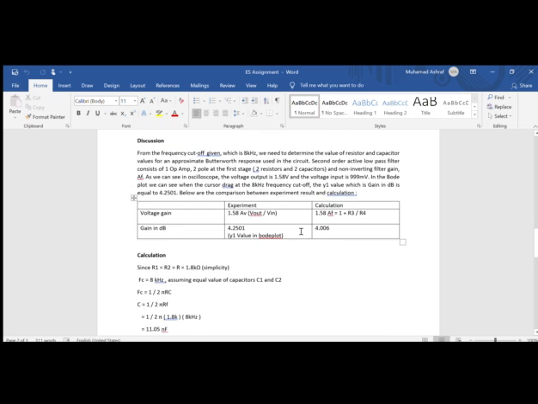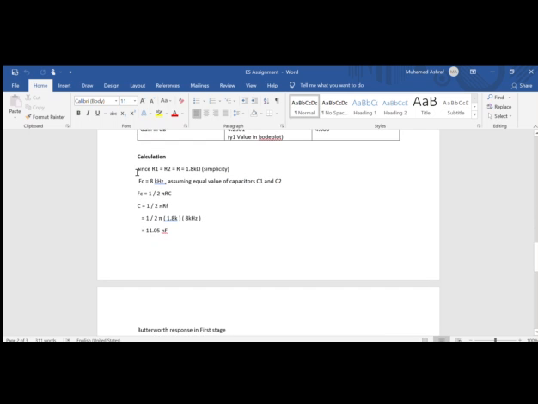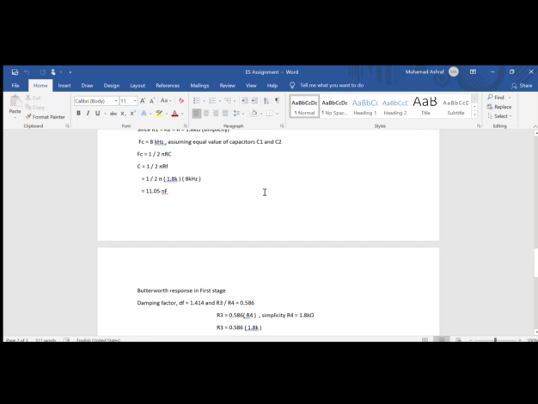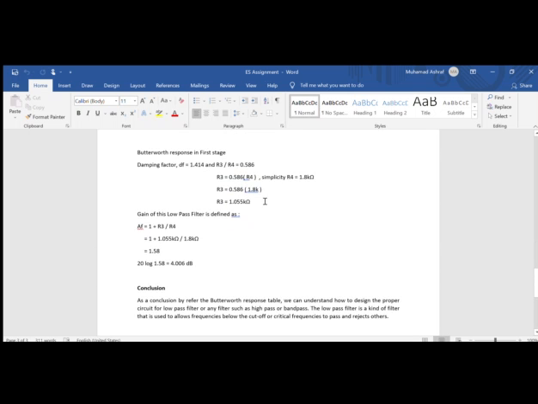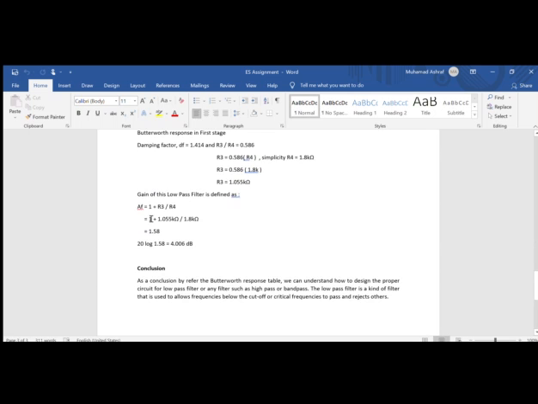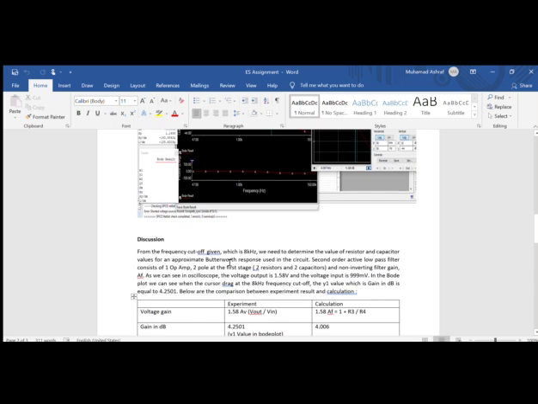This is my calculation. Since R1 and R2 are equal for simplicity, and with symmetrical capacitor values C1 and C2, as I calculated, we got 11.05 nanofarad. For the Butterworth response in the first stage, I got R3 as 1.055 kilo ohm. And this is the gain of this low pass filter, defined as AF, 20 log, 4.06 dB.